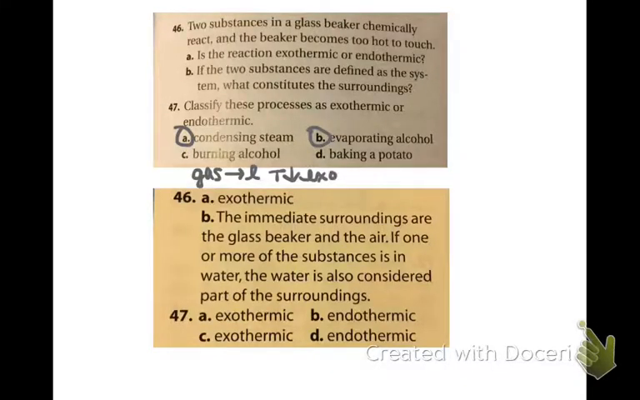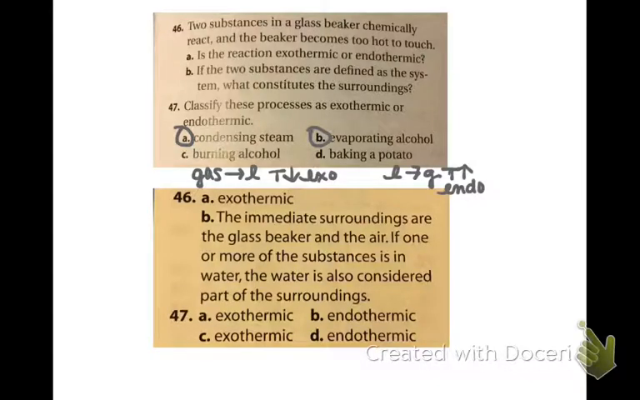And B, when we're evaporating alcohol, we're going from a liquid to a gas. So we're doing the opposite. If we're going from a liquid to a gas, it needs to absorb heat from its surroundings in order to raise the temperature of the alcohol to evaporate it. So we need to increase the temperature. That means we're absorbing heat, so that would be endothermic. So that's just a quick explanation on 47A and B, because they're phase changes.